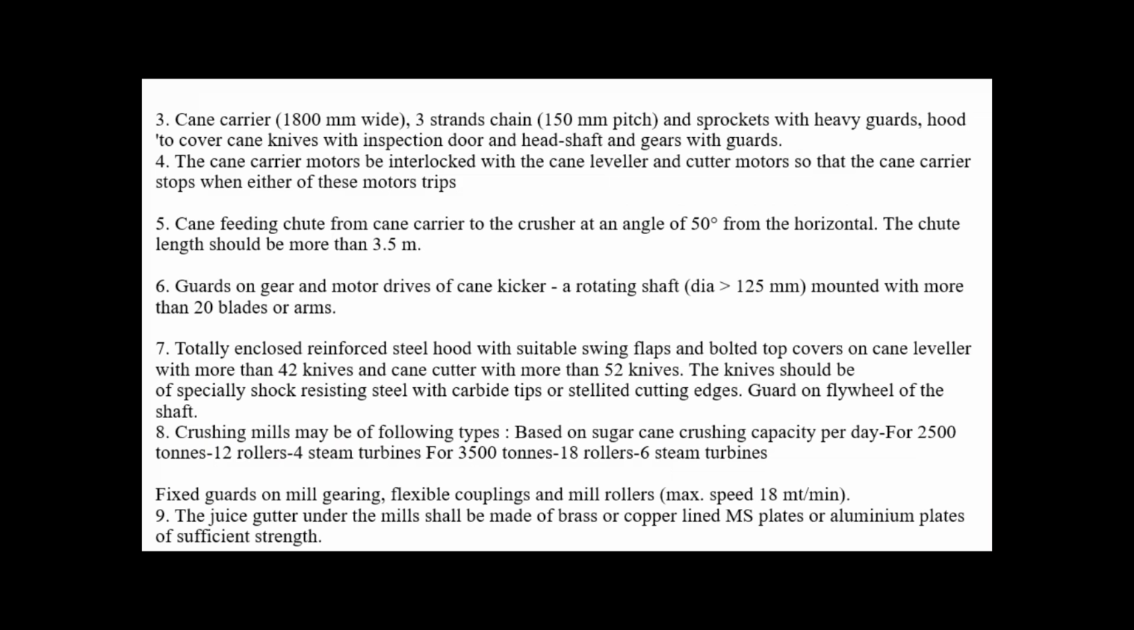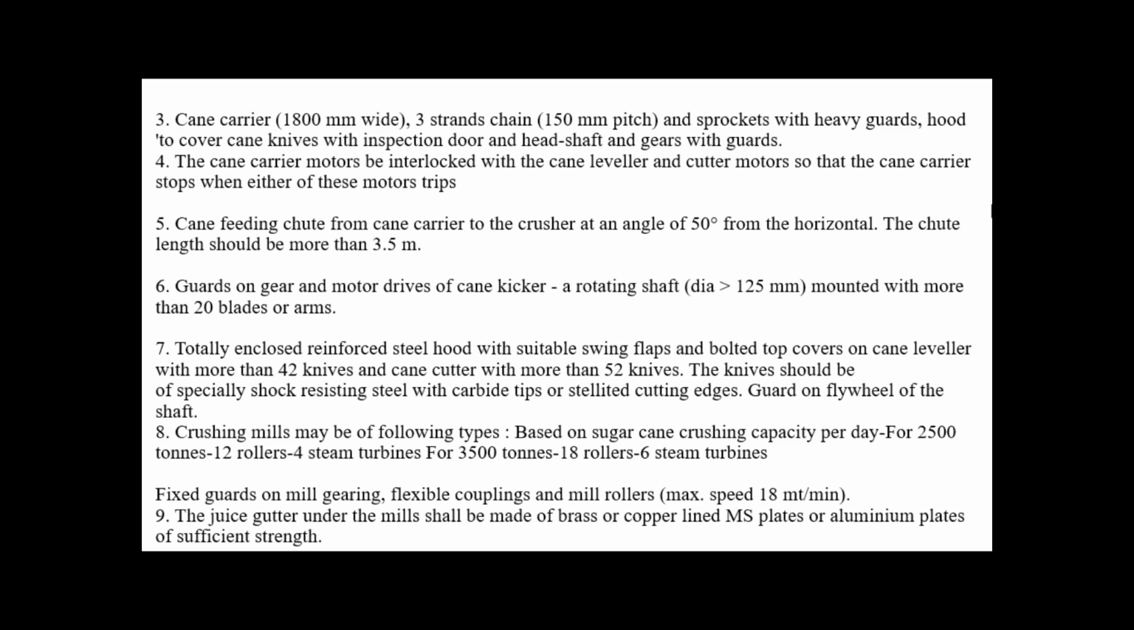Then a cane carrier with three strand chain and sprockets with heavy guards. Then a hood to cover the cane knives with inspection doors, and head shaft and gears with guards should be provided. Whenever we are using rolling, milling or cutting operations, we have to provide different types of guards or covering. The cane carrier motors should be interlocked with the cane leveler and cutter motors so that the cane carrier stops when either of these motors trips.